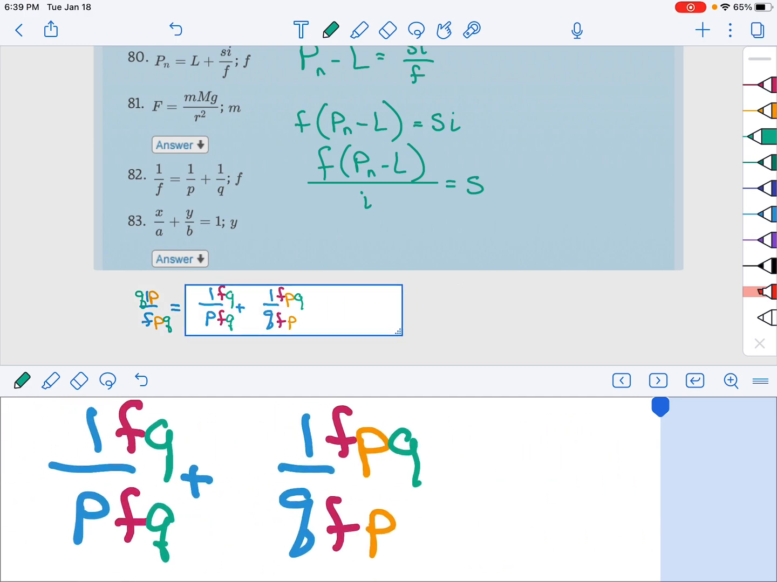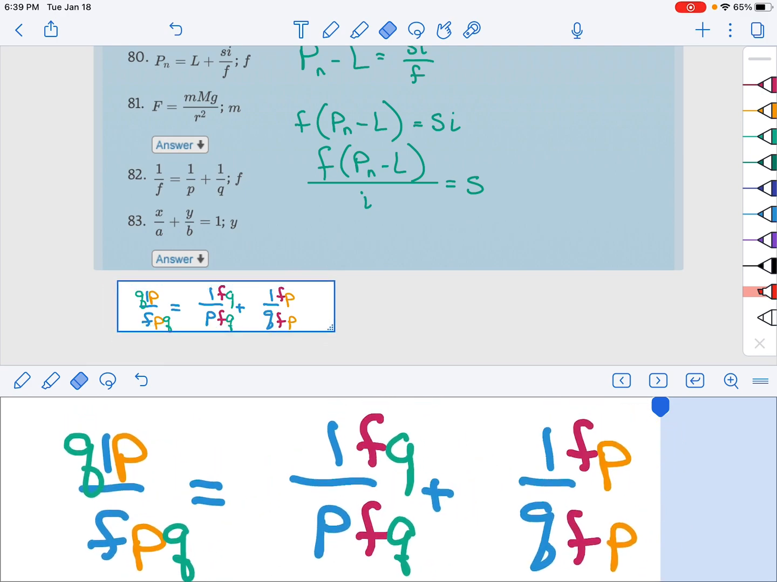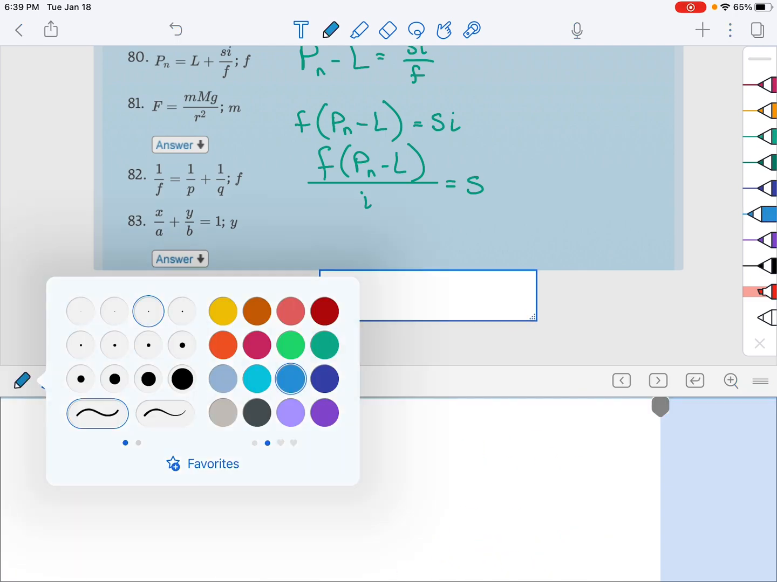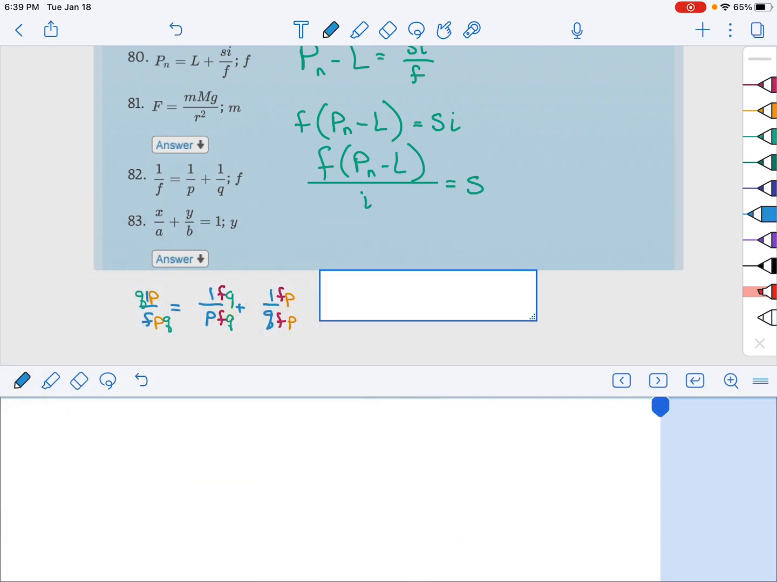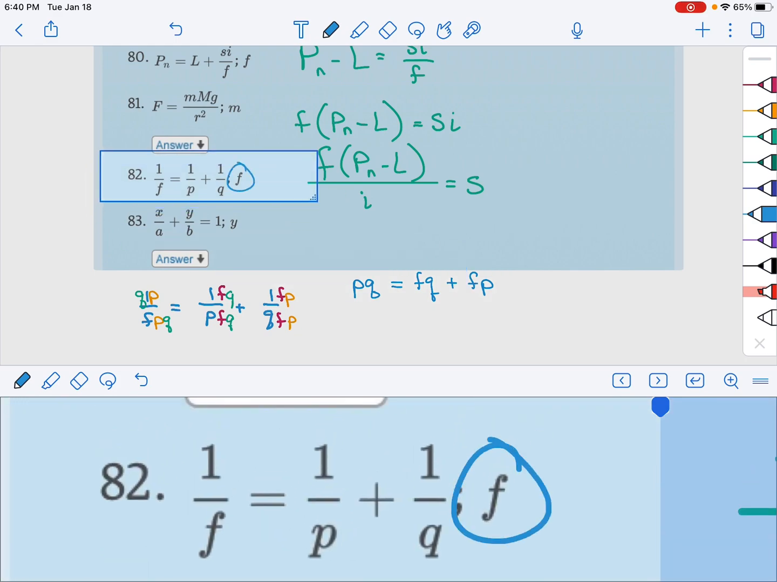Whoops, you know what? I feel like I don't need one on that one, do I? There we go. Then, so they all have P, F, and Q as the denominators. So now I can dump the denominators. And I'm just dealing with 1 times P times Q equals 1 times F times Q plus 1 times F times P. Okay, now we're trying to solve for F.